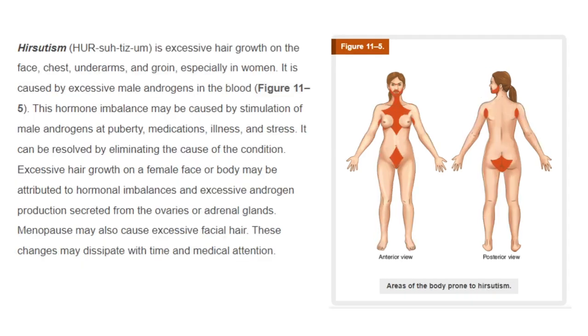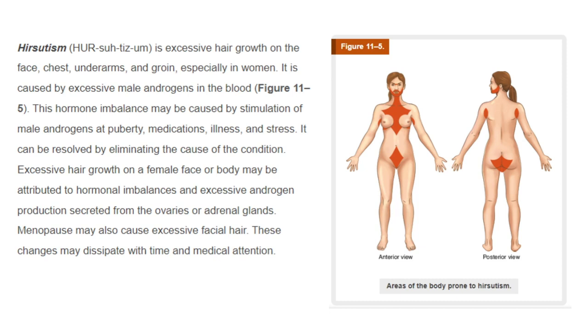Hirsutism is excessive hair growth on the face, chest, underarms, and groin, especially in women. It is caused by excessive male androgens in the blood. This hormone imbalance may be caused by stimulation of male androgens at puberty, medications, illness, and stress. It can be resolved by eliminating the cause of the condition.